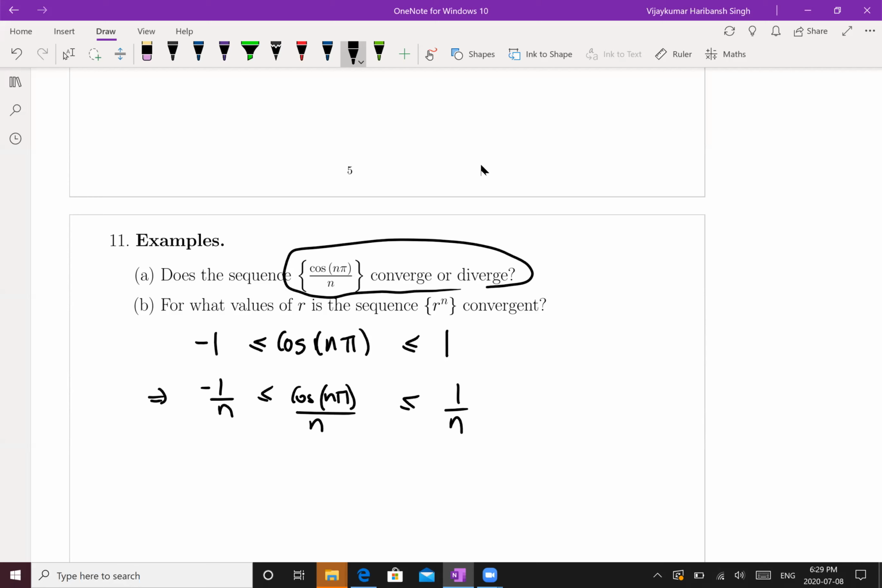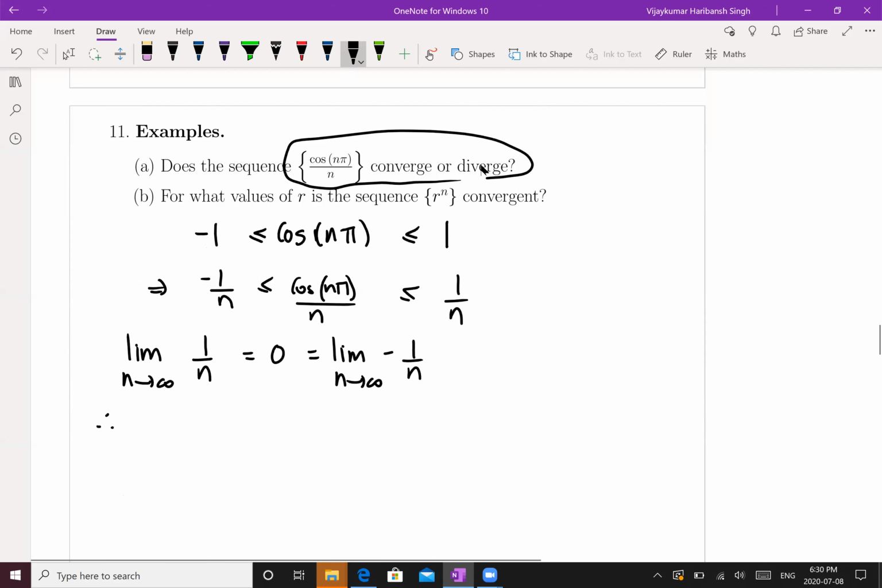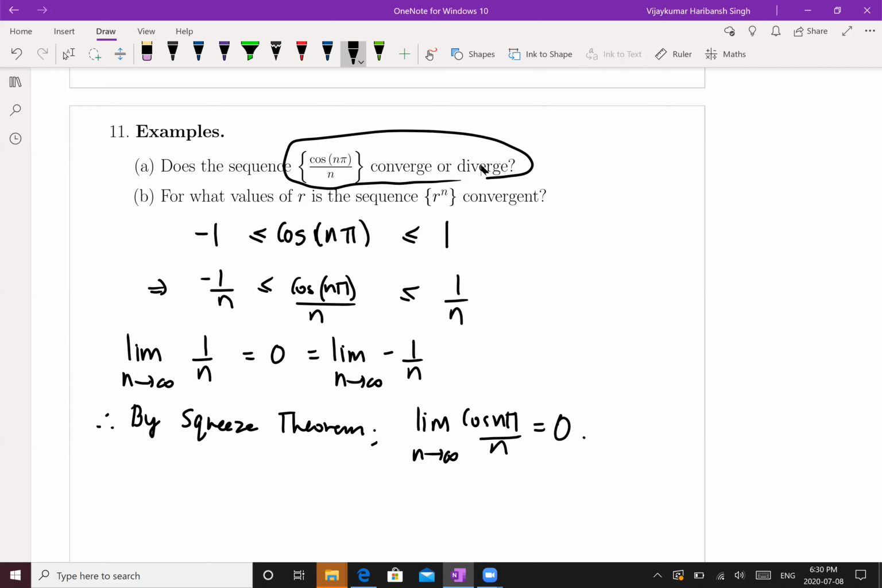Now, why did the inequality not change? Because n is positive, right? Now note that the limit as n goes to infinity of 1 by n is equal to 0, which is the same as the limit as n goes to infinity of minus 1 by n. Therefore, by the squeeze theorem, or sandwich theorem, whatever you want to call it, the limit as n goes to infinity of cos of n pi over n is equal to 0.